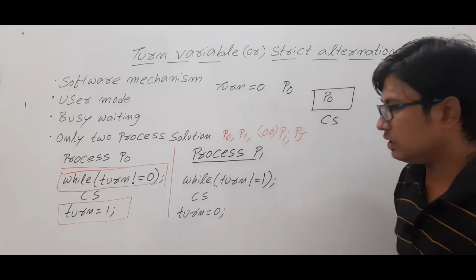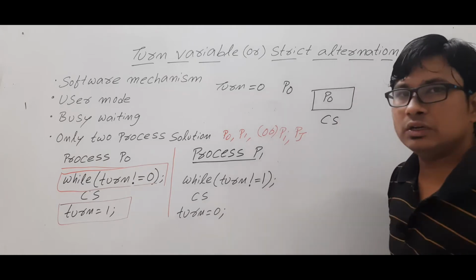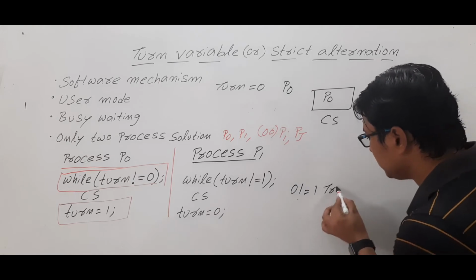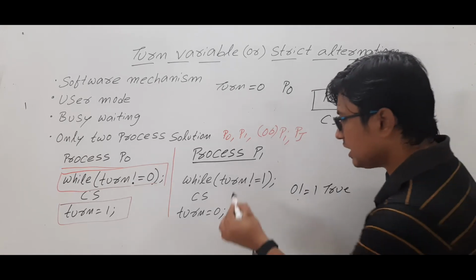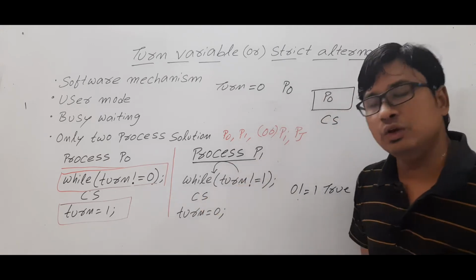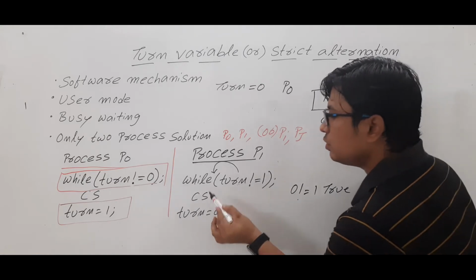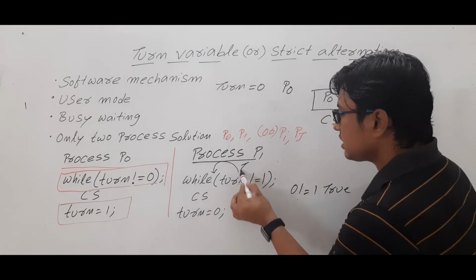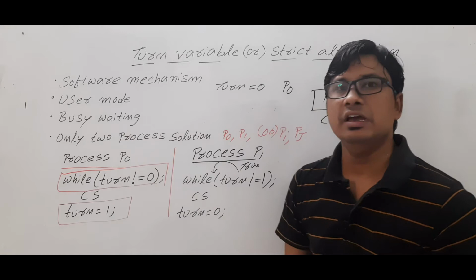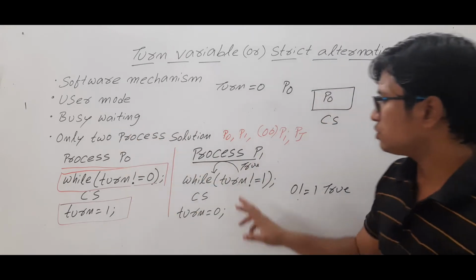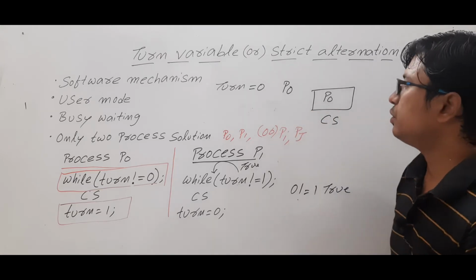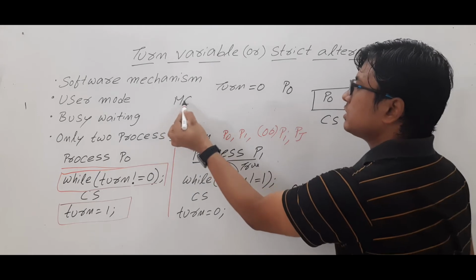Now turn value is equal to 0, while turn not equal to 1. 0 not equal to 1. Is it true or false? True. Is it clear? So the condition is true. If the condition is true, again it will check the condition only. It is stuck in the loop. Only when the condition is false will it enter into the critical section. As the condition is true, it will keep on checking the condition only. So that's why we call it a busy waiting solution. Is it clear? So it is not allowing process P1 to enter into the critical section. So I can say that mutual exclusion is provided.